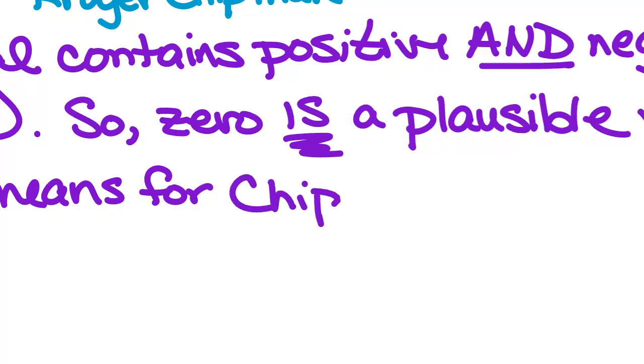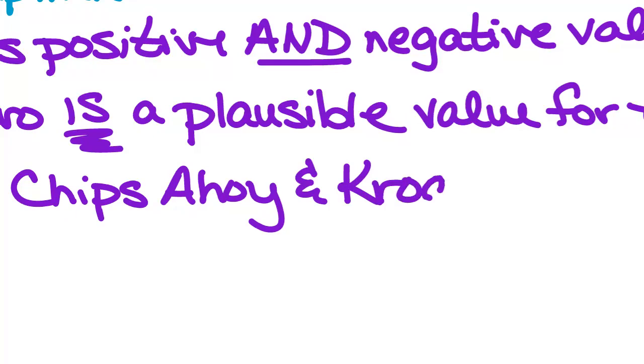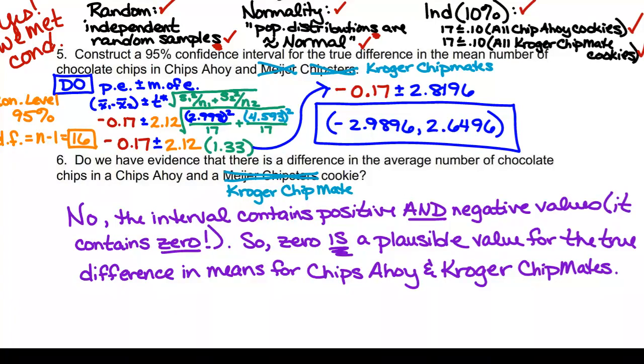For Chips Ahoy and Kroger Chipmates. If they'd both been negative numbers, what would we conclude? Would there be convincing evidence of a difference? Yes. Which one would we believe has more if they came out to both be negative? Kroger Chipmates, because that would mean Chips Ahoy minus Chipmates. There would have to be less in the Chips Ahoy. What about if they'd both come out to be positive? More in the Chips Ahoy than in the Chipmates.